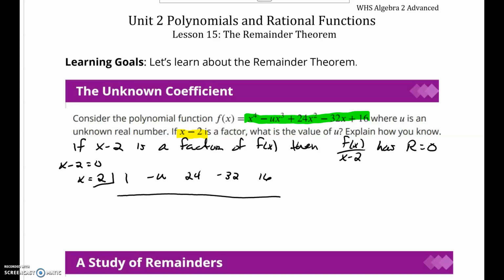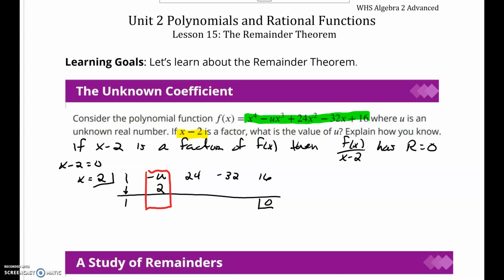Now, all I'm going to do is some synthetic division here. So we'll start on the left. We'll drop the 1 down, and then we multiply. 2 times 1 is 2. And then I add. Well, I see that when I'm adding here, I'm adding negative u and 2. And that's just going to be negative u plus 2. So that doesn't really help us. However, remember, if x minus 2 is a factor, then my remainder must be 0.